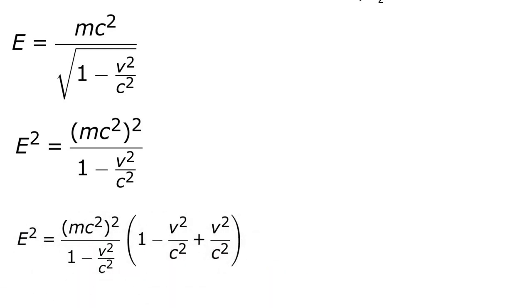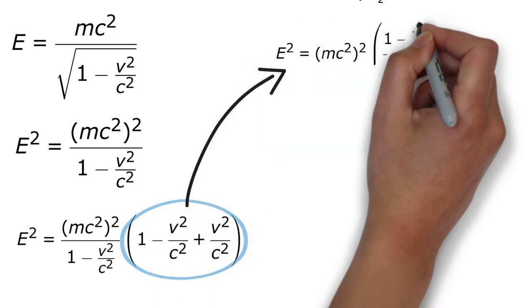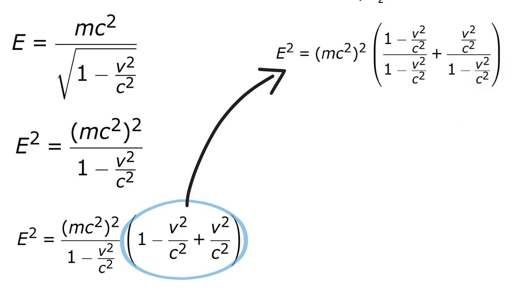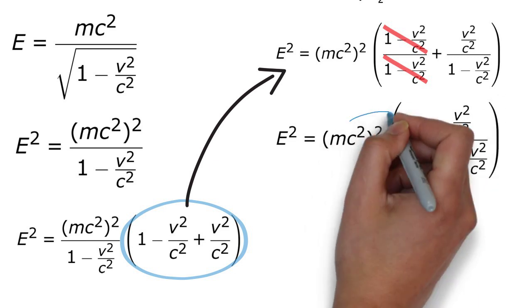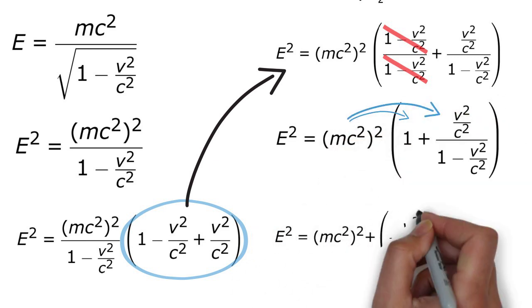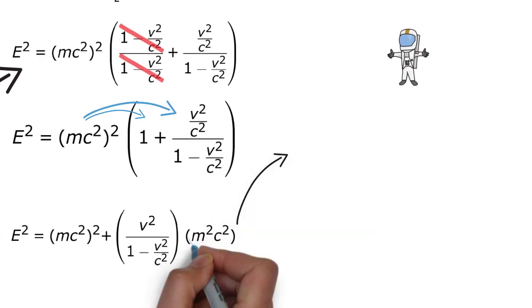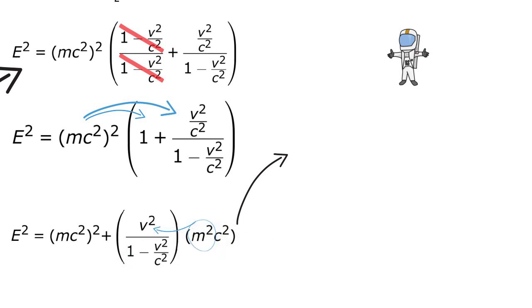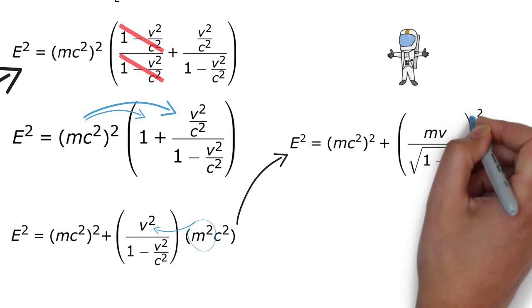If I multiply this equation by 1 plus v squared over c squared minus v squared over c squared, and I can do that because I'm just multiplying the right side by 1, we can rearrange and simplify a little bit. And what you'll see is that we get E squared equals (mc squared) all squared plus, now right here we have the relativistic momentum p squared times c squared, which is the full equation.